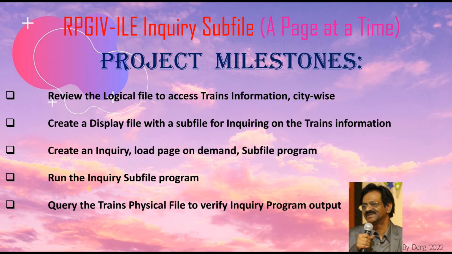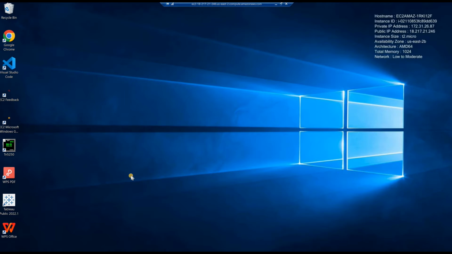Let's review the logical file to access train information city-wise. Let's connect to an IBM-i.